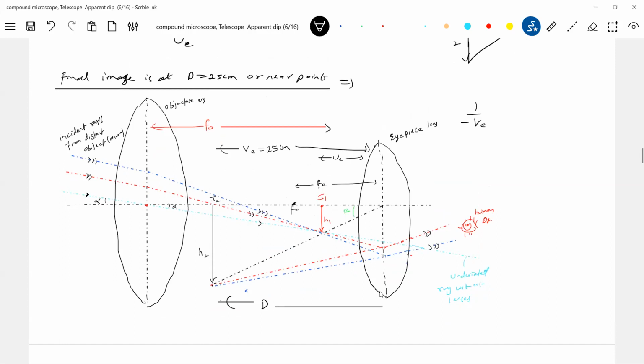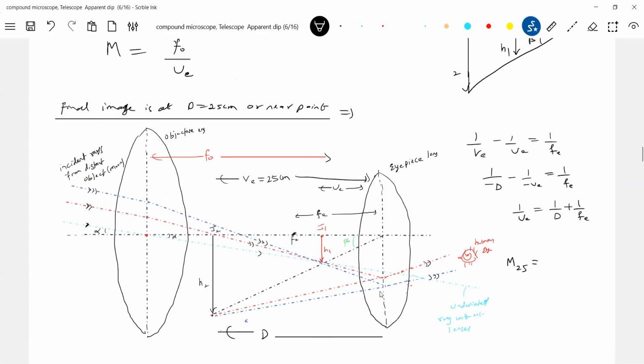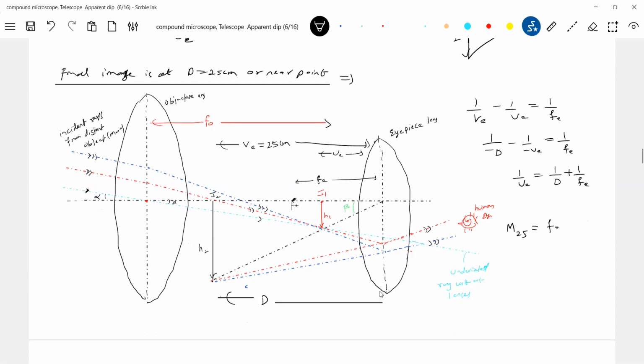1 by VE, 1 by FE. So this is minus D, 1 by D plus 1 by FE. So then what is the magnifying power formula? M25 should be equal to F naught, and in place of 1 by UE, I should write 1 by DE plus 1 by FE. I think it is better to remember this formula. So this is the magnifying power.